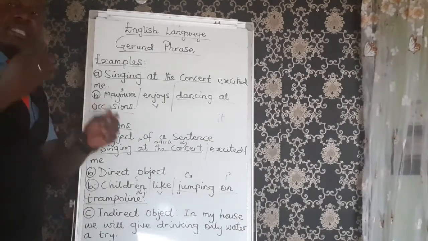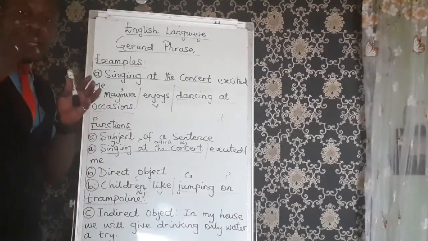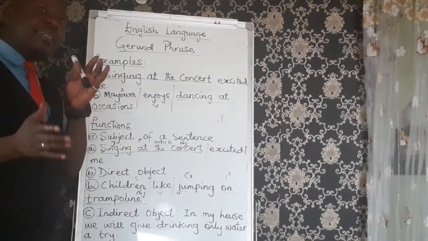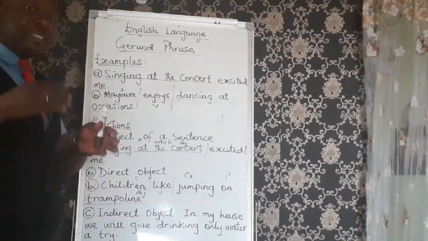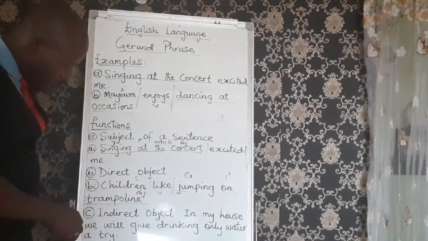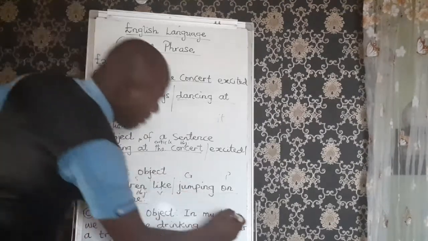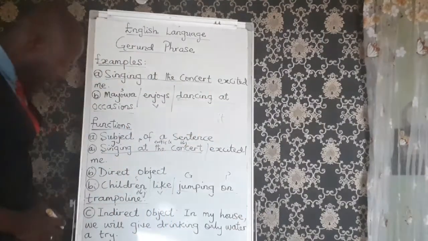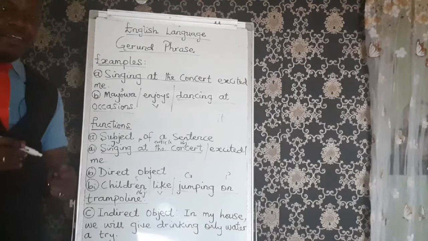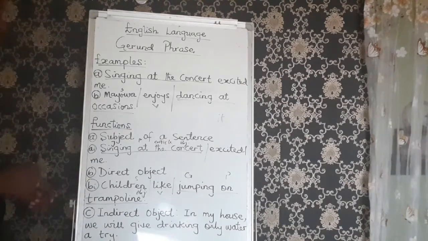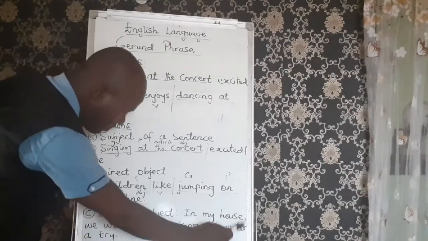When you talk about indirect object, what's an indirect object? An indirect object is someone or something that is not directly receiving the action of the verb. That's an indirect object. Now, if you look at this example here, in my house, we should have a comma here. In my house, we will give drinking only water a try. Yeah, that's actually true. We like drinking fizzy drinks at times.